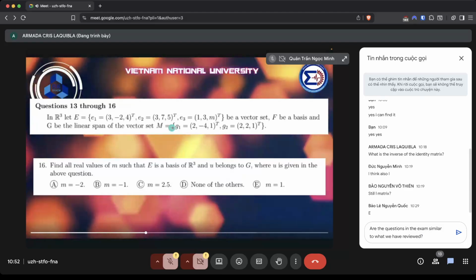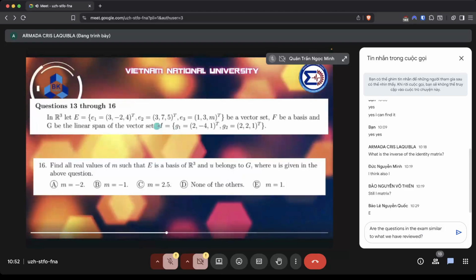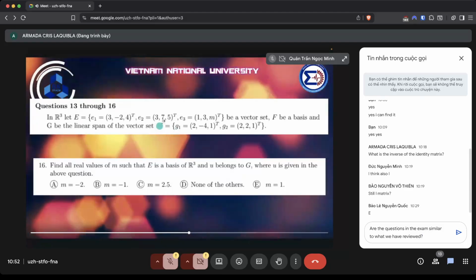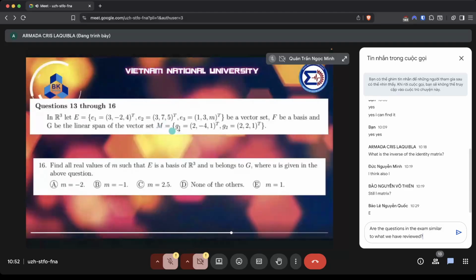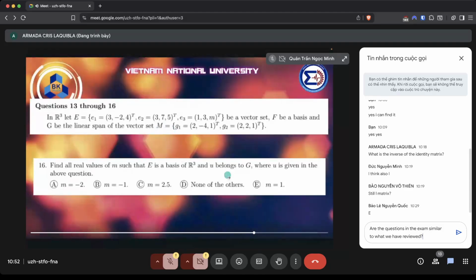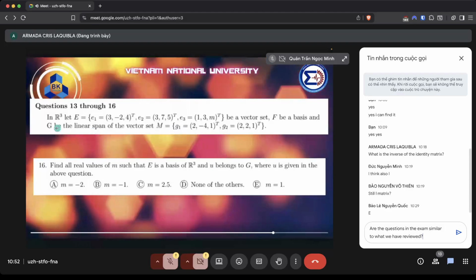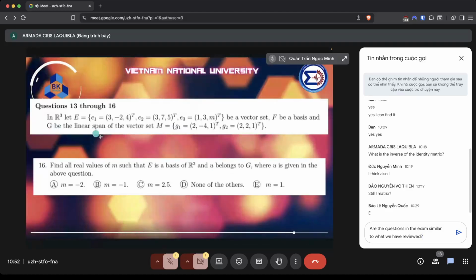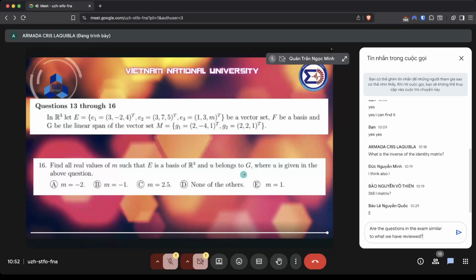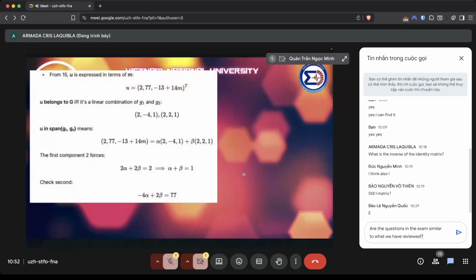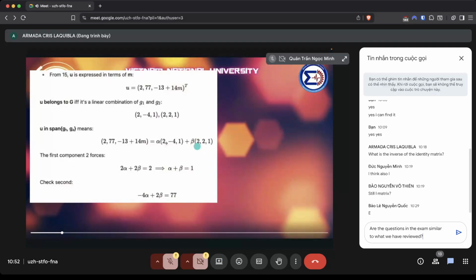So class, there is a mistake here. This is not equal to M. This should be G here. This should be the vector set G. Okay. Ah, sorry. The G is here already. G is a linear span of the vector set M. So that should be M there. And that's it. It's not a mistake. Okay. Now we have there alpha, beta.